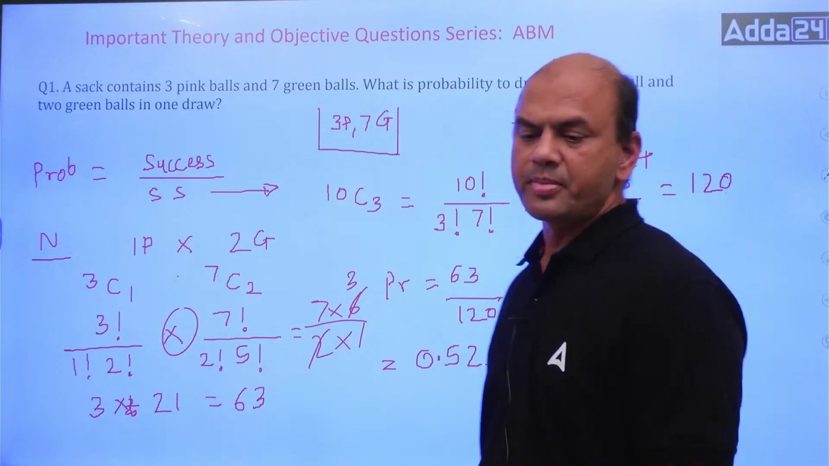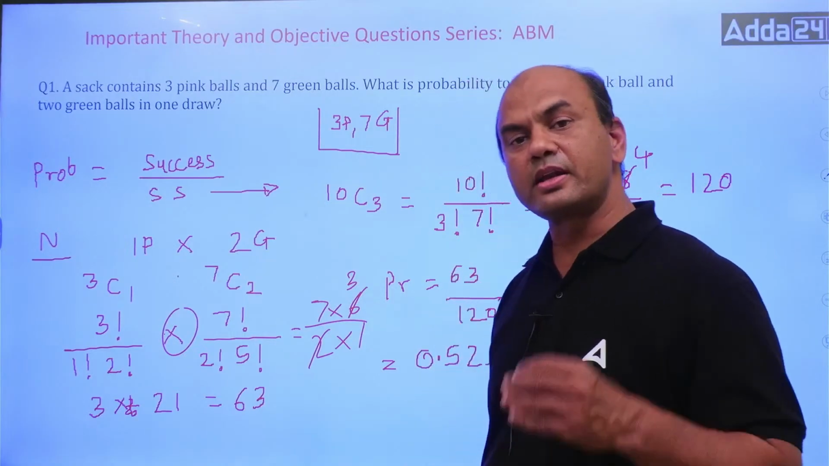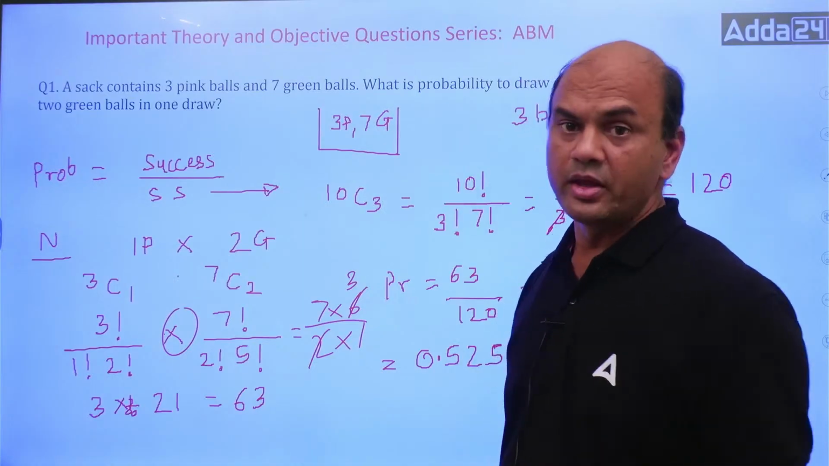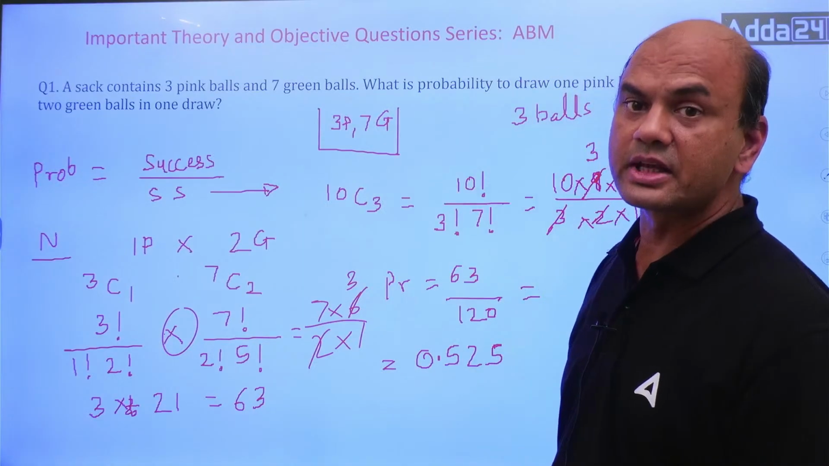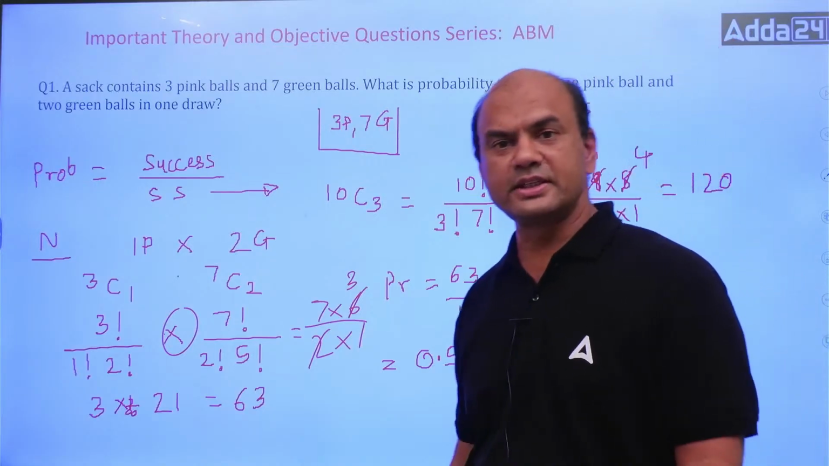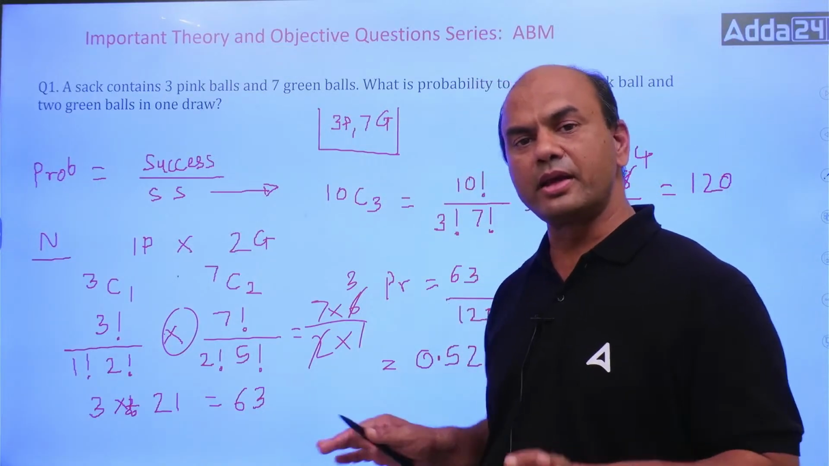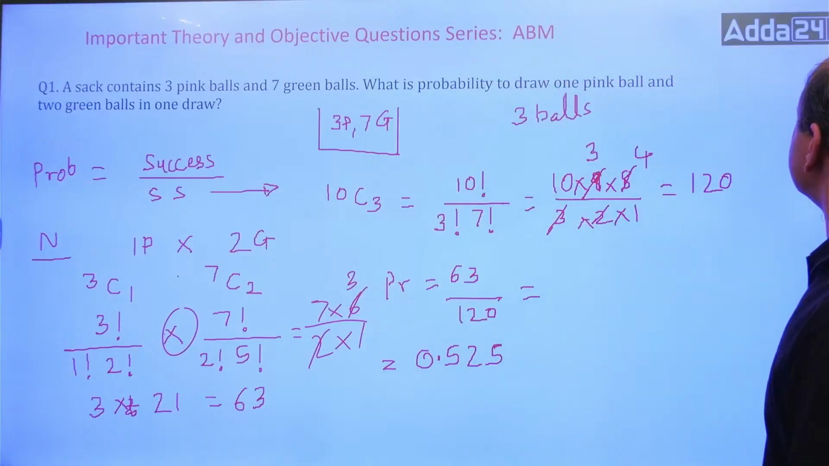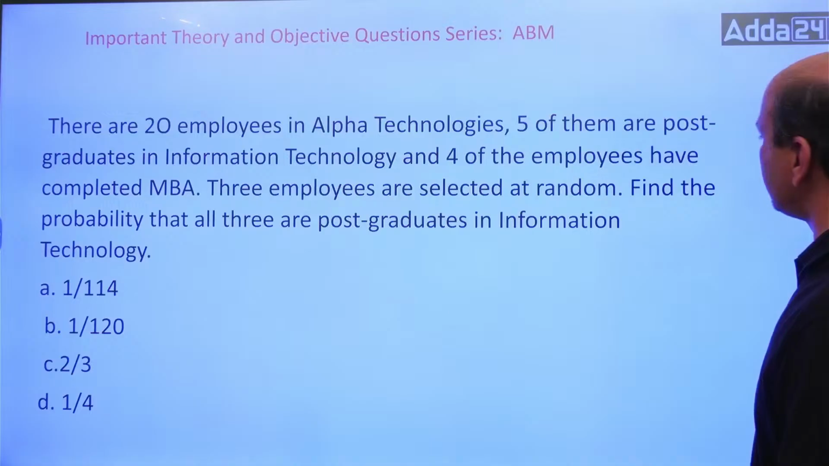Kindly note, your probability can never be greater than 1, can never be less than 0. Never. If you are getting a probability which is greater than 1 or less than 0, kindly note you have made some error over here. Okay? So next now, read this everyone.